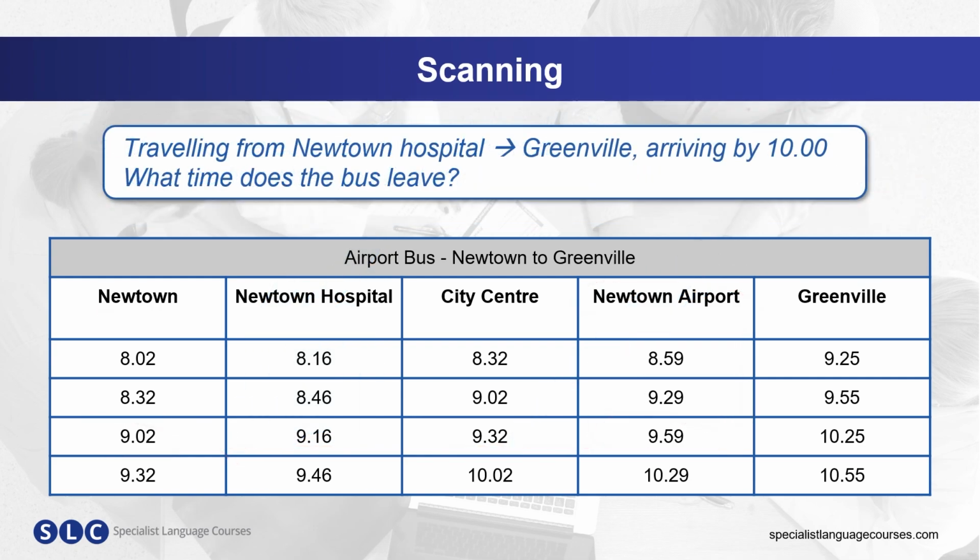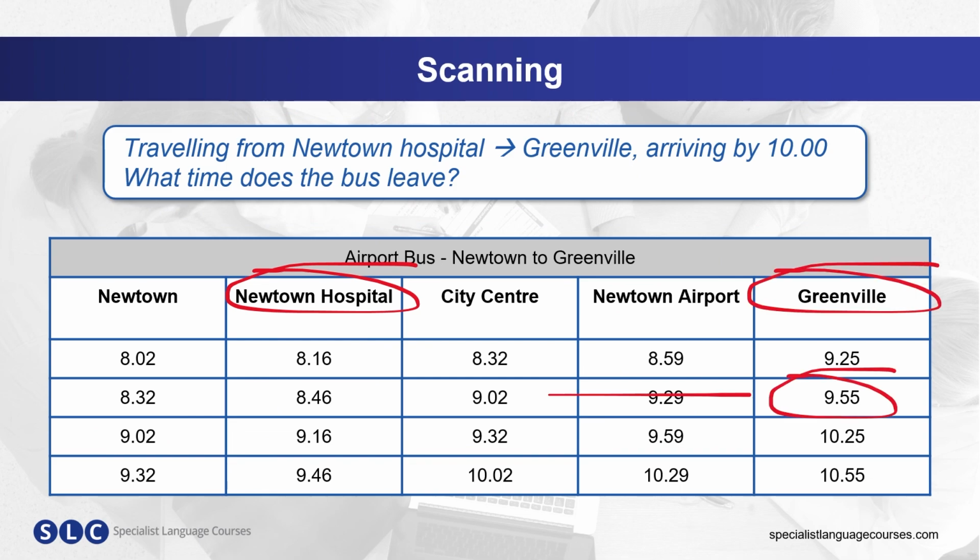Now your turn. Imagine you are travelling from Newtown Hospital to Greenville, arriving by 10. What time does the bus leave? So, travelling from Newtown Hospital to Greenville, arriving by 10, the bus leaves at 8:46.